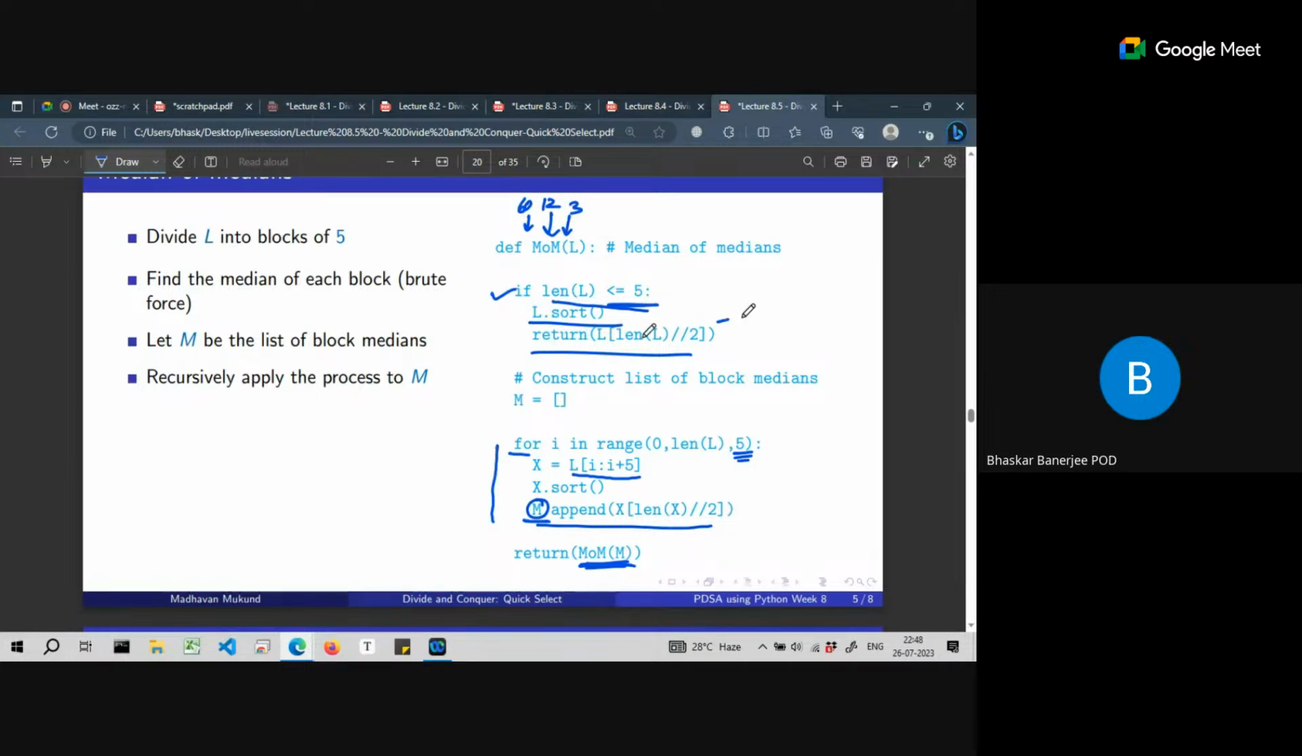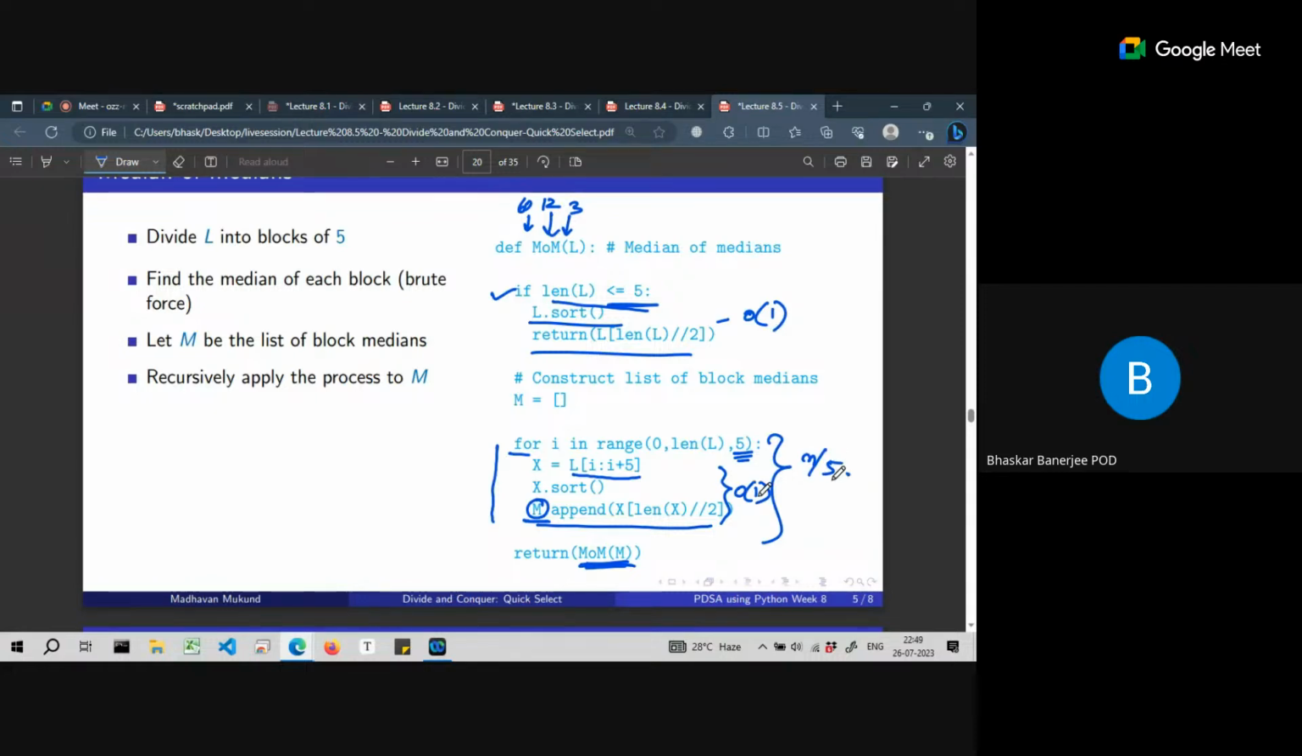Fine. So this is the whole code. Now if you see the time complexity, this is where the loop is running. All this is constant time, and this is also constant time. This loop is running. How much time will this loop take? N by 5. So that basically means order n.